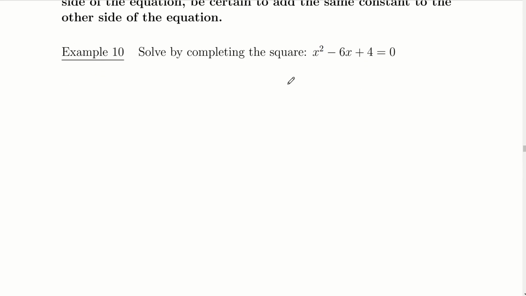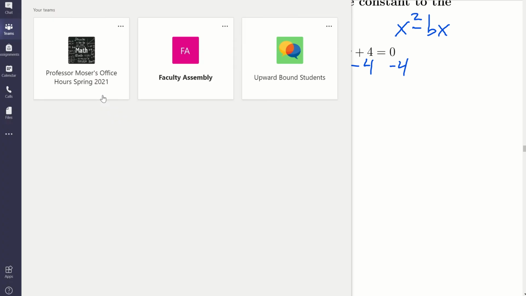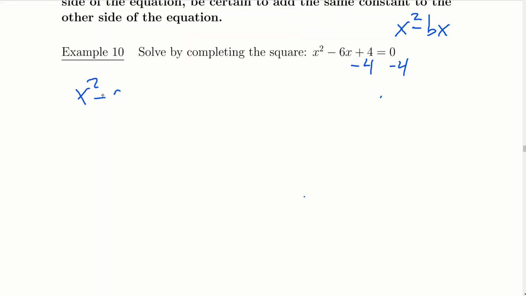Let's take a look at example 10. We're asked to solve by completing the square. First thing we want to do is isolate the x terms on one side. So we're going to begin by subtracting 4 from both sides. That's going to give us x squared minus 6x equals negative 4.